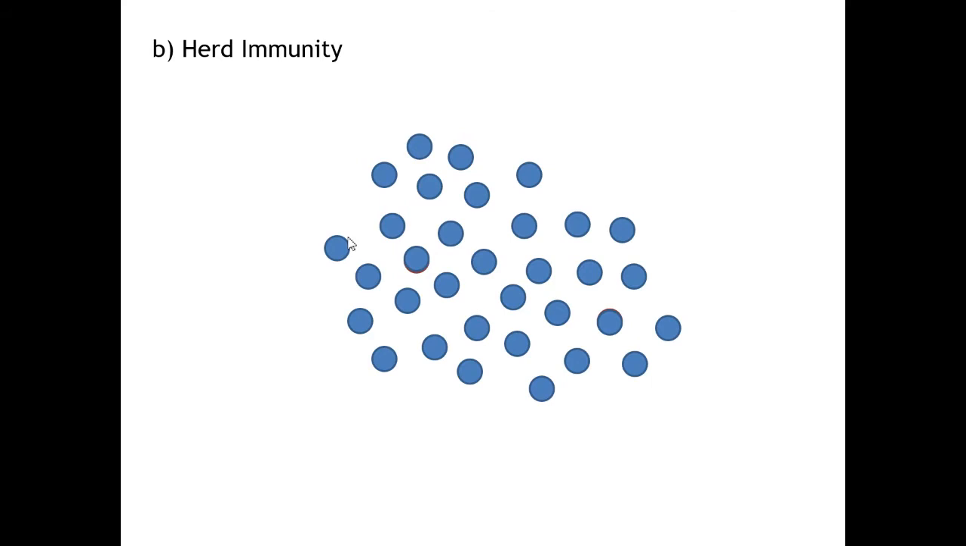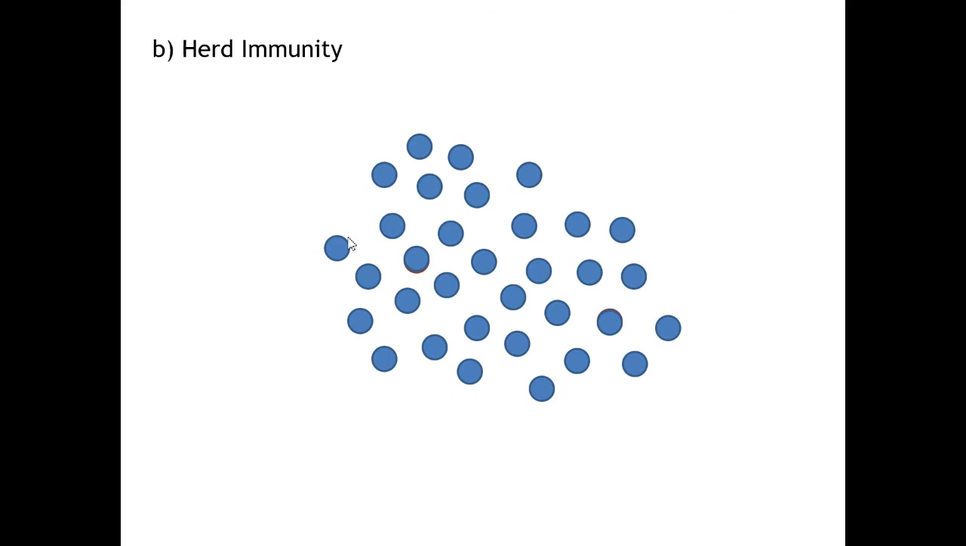Section B looks at herd immunity. So herd immunity is the idea that if enough of a population is immune to a virus, then it shields those who are not, because the virus finds it very difficult to pass from one infected individual to another because it's very rarely exposed to a non-immune individual.